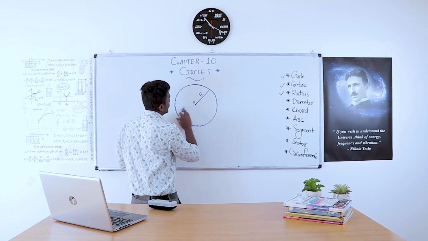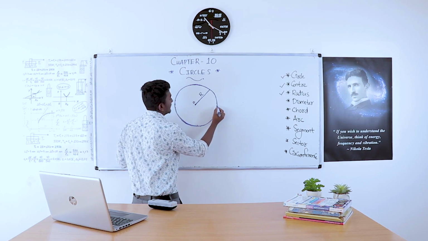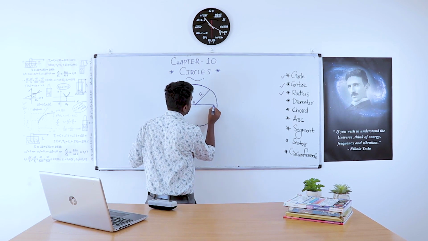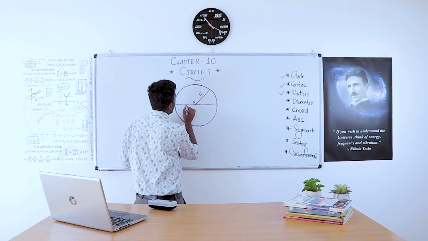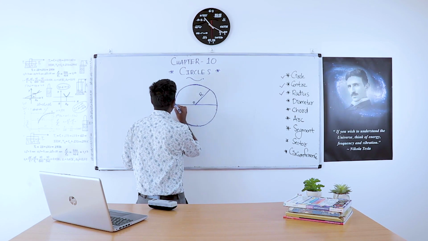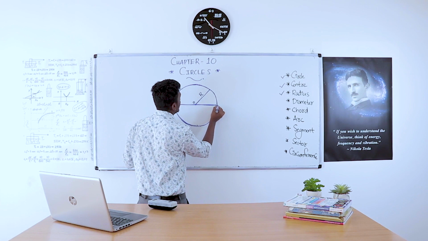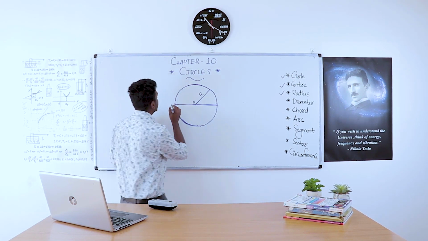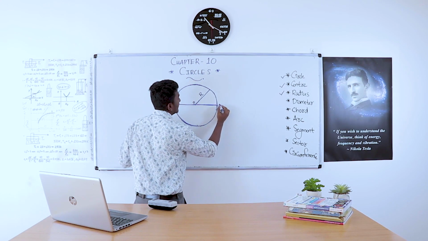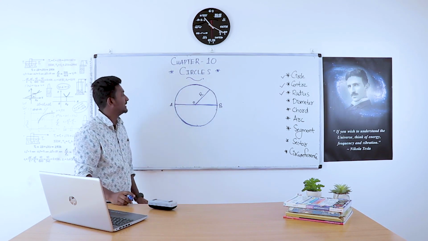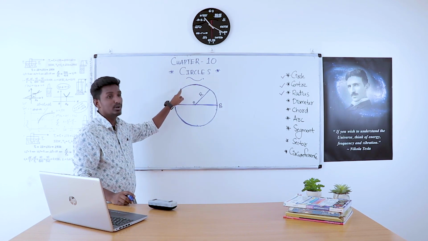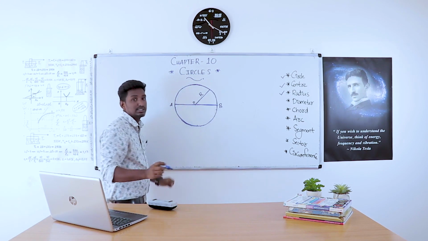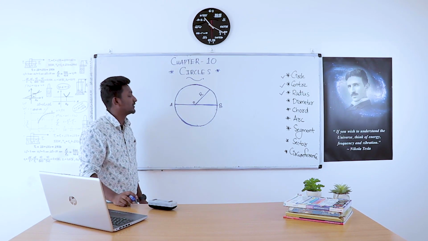Now, when two points on a circle are connected and this line passes through the center of the circle, then it is the diameter of the circle. Then this AB can be called the diameter. So the line connecting two points on the circle and passing through the center of the circle is the diameter of the circle.